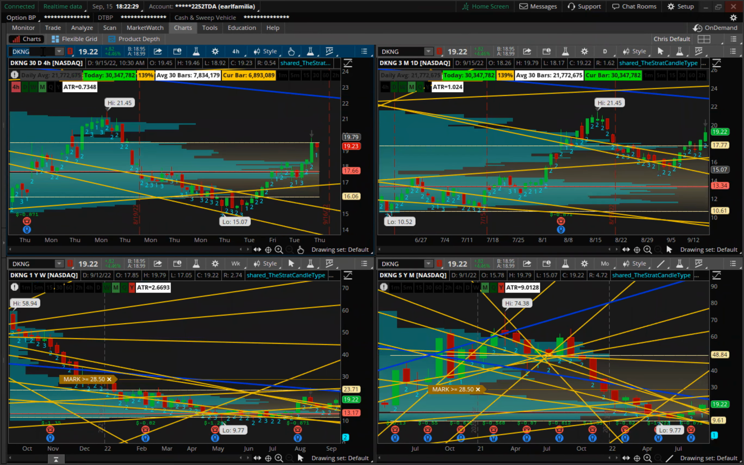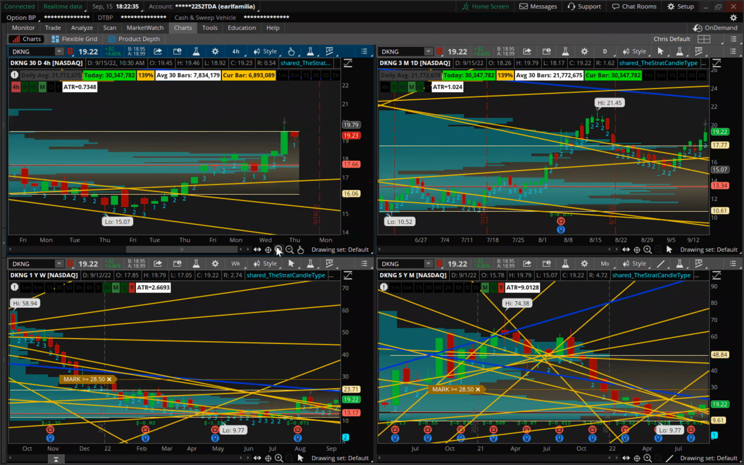So similar setup here on DraftKings, another inside 4 hour off the 2 up on the day. Looks like the pull down on SPY didn't really affect this one too much. But again, we're looking at this 212 to the upside here above $19.46. And so again, I need to draw some additional broad formations on this one to see what targets we want to go after on that one.